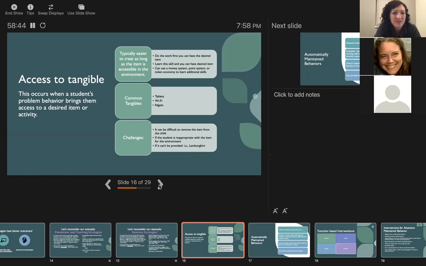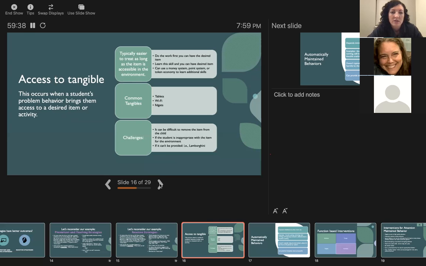Some of the challenges of access to tangible functions: it can be really difficult to remove the item from the child. So if it is you can have the tablet after you complete some work, and then trying to get it back, if the student's really resistant with what we can do in school, it can be hard to get it back. If the student is inappropriate with the item or inappropriate for the environment, can be a challenge. And then if it can't be provided, like a Lamborghini, or the student just wants whatever the new video gaming console is, obviously there's limitations to what we can do.